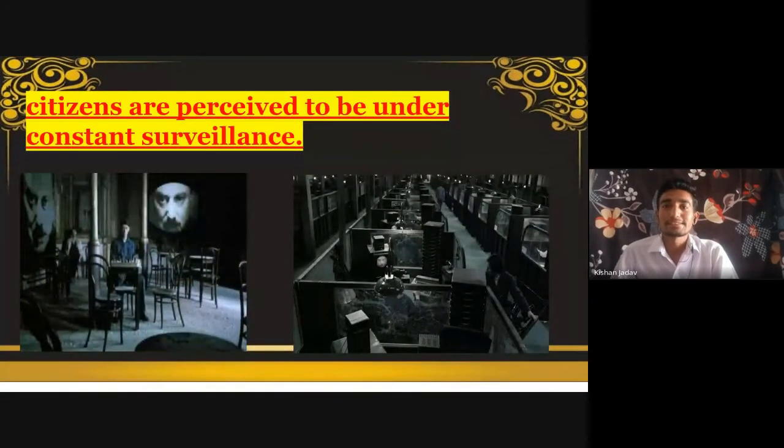Another one is that citizens are under constant surveillance. In the novel 1984, we find that everyone is paying attention to one man. There is a photo of Big Brother on all the screens at all times. Everyone is dominated by Big Brother, everyone follows and watches Big Brother, and all control lies in Big Brother.